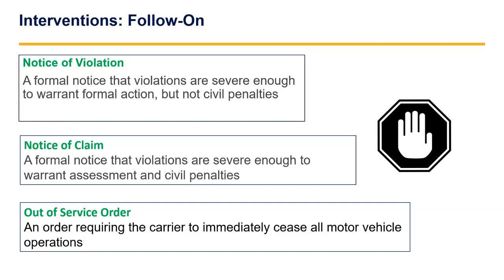And the last step, if we need to take it, is issuing an out of service order to a company. If a company has serious safety issues that are a concern to us, we'll put the company on notice that they could be shut down from operating if they don't correct the safety issues that have been identified in the compliance review.